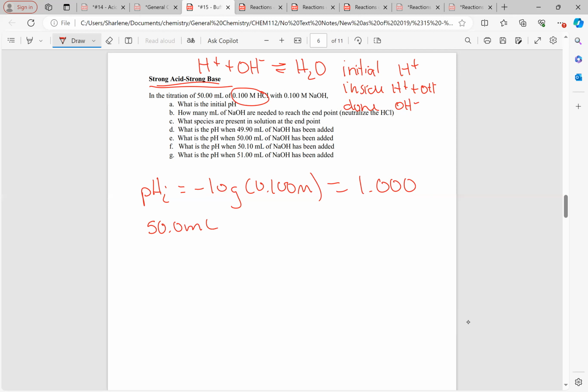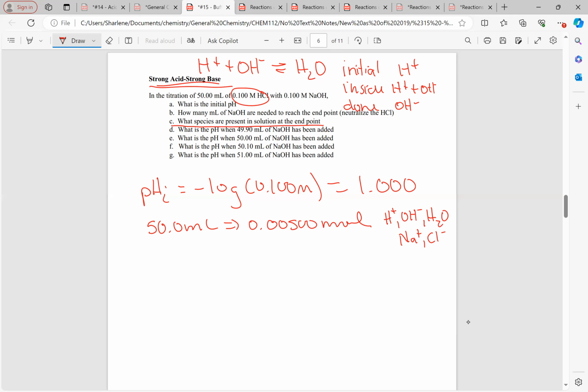But how many moles is that? So convert out, and it should be 0.00500 moles. What species are present at the end point? Well, when I'm done, it should just be protons, hydroxides, not from the strongs. Water, sodiums, and chlorides. Okay. All right.